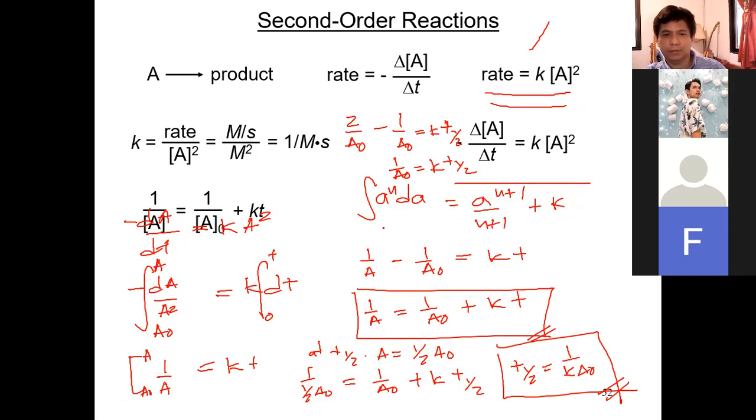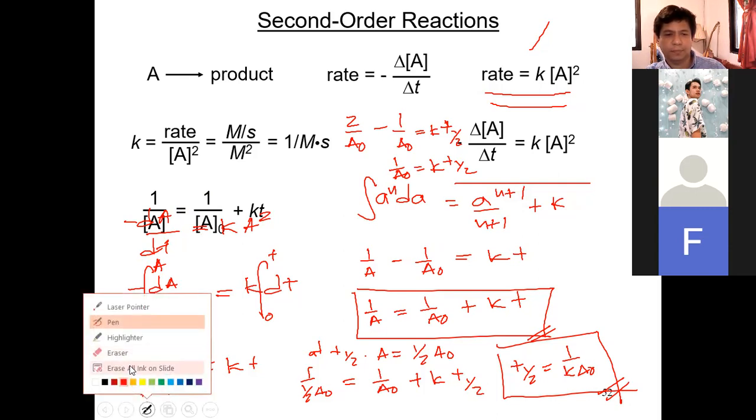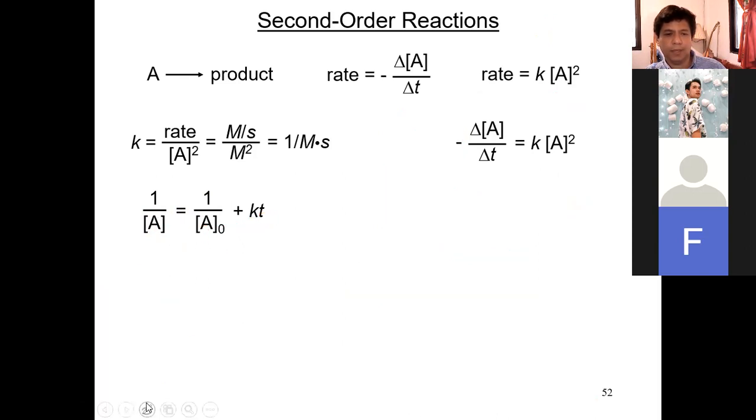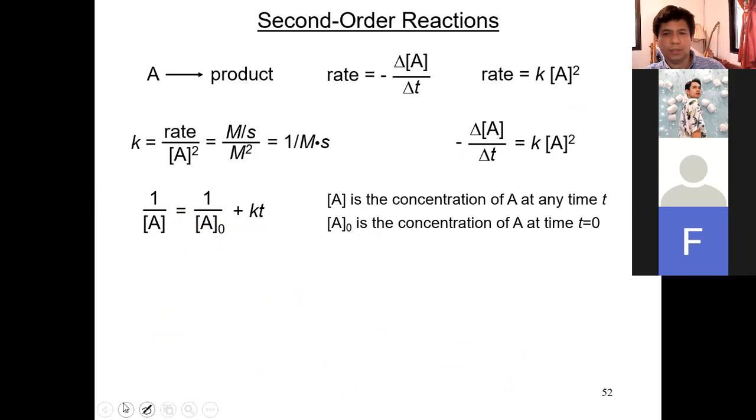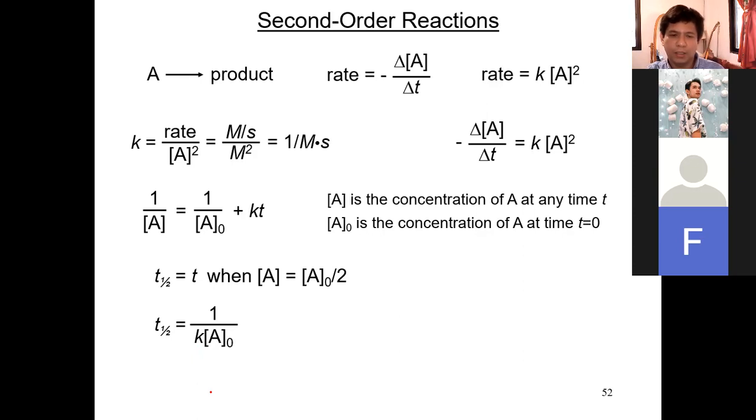Do you have any question? So I'm going to clear para hindi magulo. Ito yung equation na dinerive natin. So, try to remember it. A is the concentration at any time t. A sub O is the concentration at time t equals 0. So half-life is when concentration of A is equals to half of the original concentration. So, ayun. Ito yung isa natin dinerive. Half-life is equals to 1 over K A sub O. Notice the difference with first order. Ang first order, ln 2 over K lang.